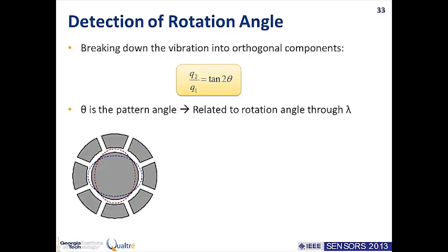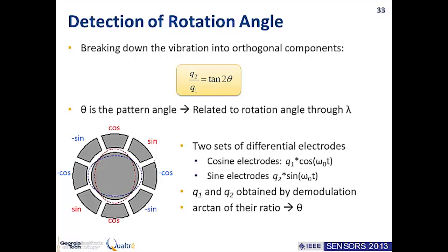Now, if we apply a rotation in such a way that these modes are now aligned with the 45-degree line, now Q2 is maximum, but Q1 is 0. So if we take the arc tangent of 1 over 0, or a number over 0, we're going to get 90, and then divided by 2 is 45. So now we know that our pattern angle has rotated by 45 degrees. And by taking this angular gain factor, we can back calculate by how much we have actually rotated the whole stage.